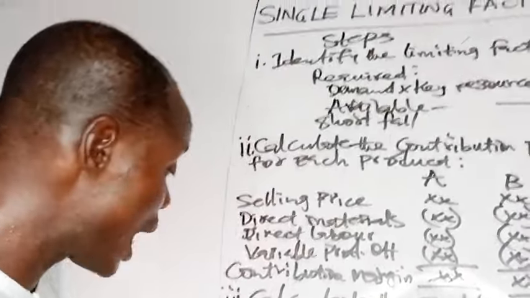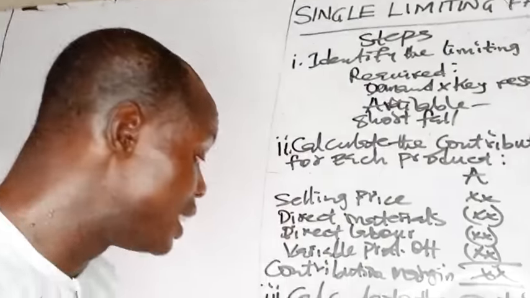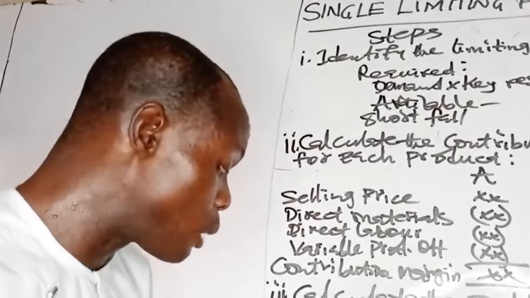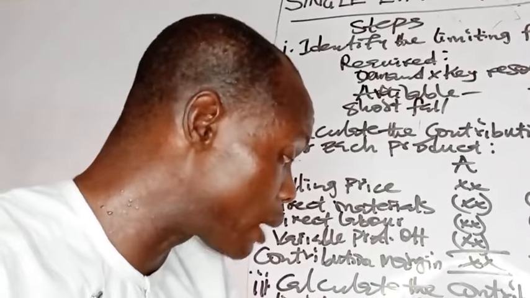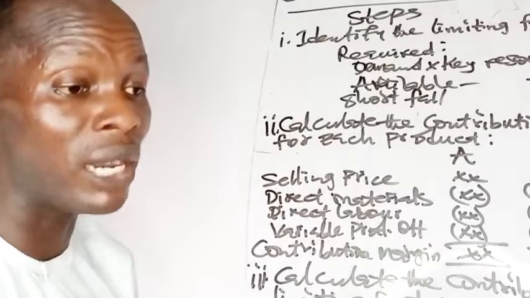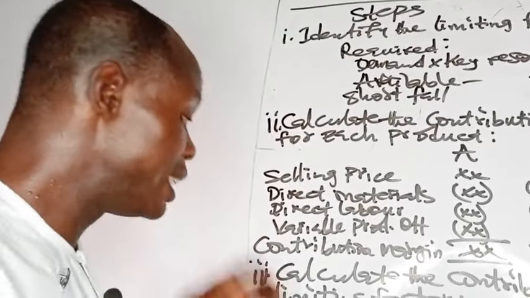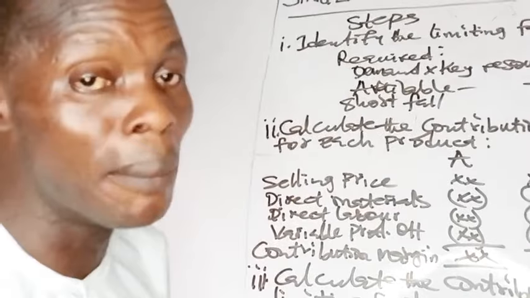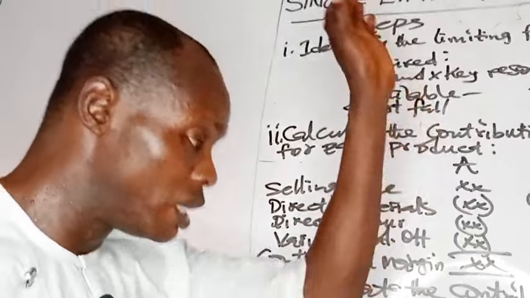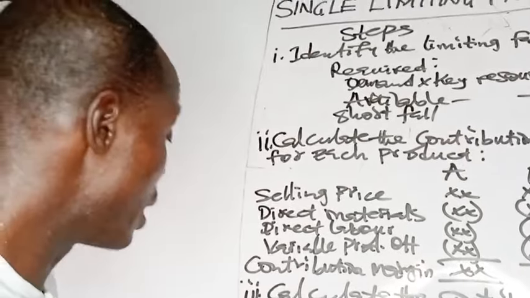You are going to subtract the amount allocated to the product that is prioritized from the maximum available. If you subtract it from the maximum available, then you get the remaining balance. So it is the remaining balance that will be allocated to the products on the basis of their priority ranking.